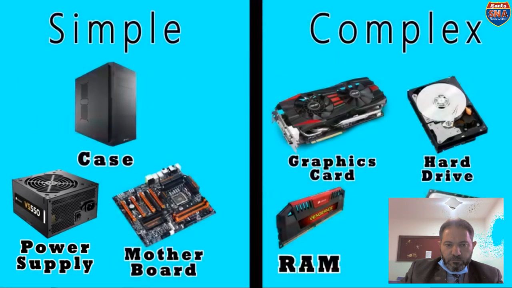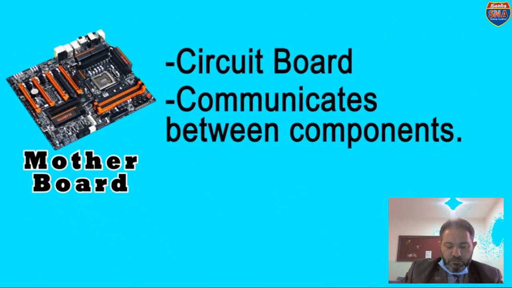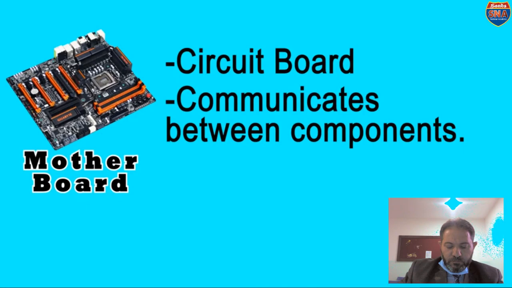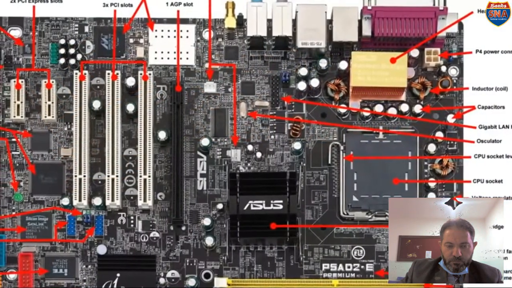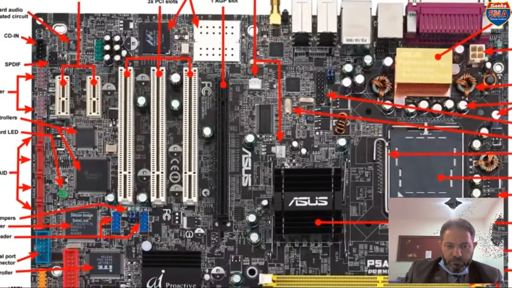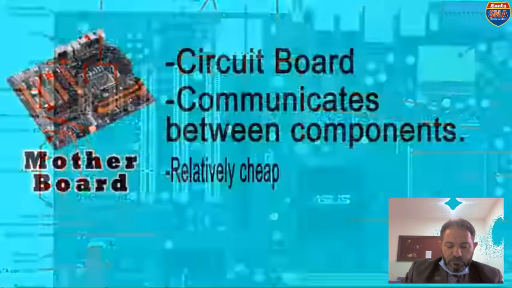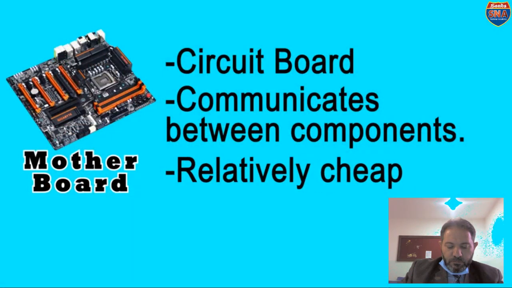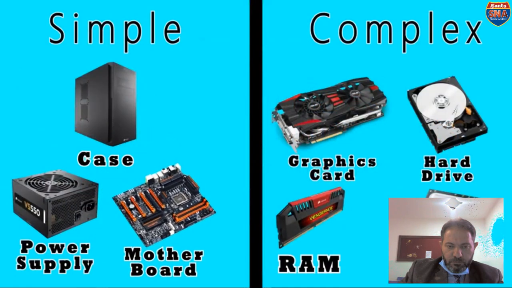The last of the simple parts to mention is the motherboard. The motherboard is a wide and flat circuit board that all of the other components plug into. It's the part that lets all of these components send electrical currents composing data between each other. While not particularly expensive, the motherboard is arguably the most important component because without it, you'd have nowhere to put anything else. So that's it for the simple components.